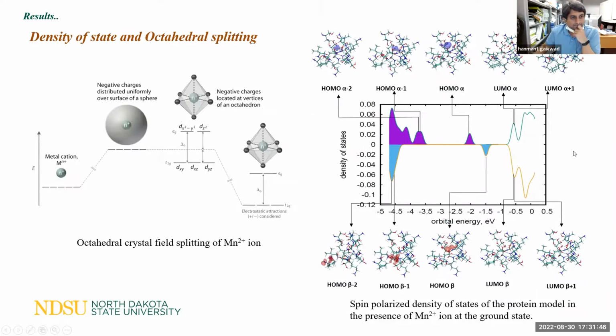For the manganese ion model, I plotted the different charge orbitals and compared them with their shapes. I observed that the energy levels of these orbitals show octahedral crystal splitting. Based on that, Dr. Klein suggested that I go for the excitation.